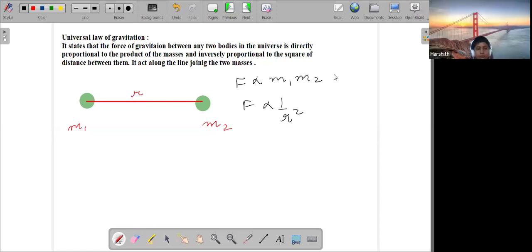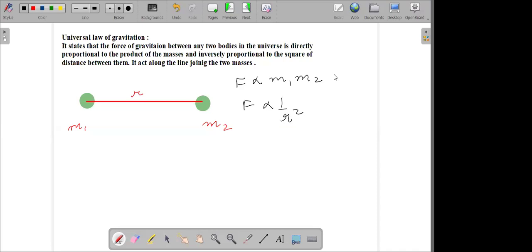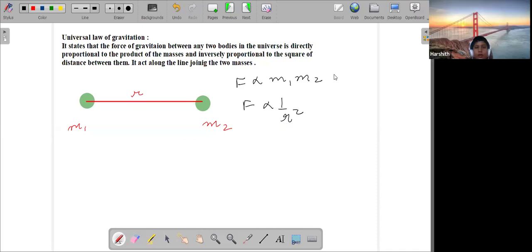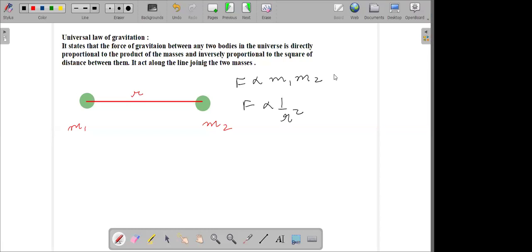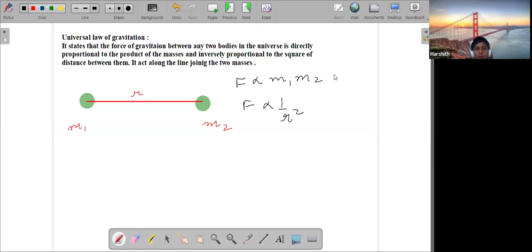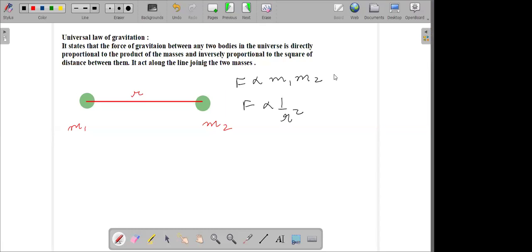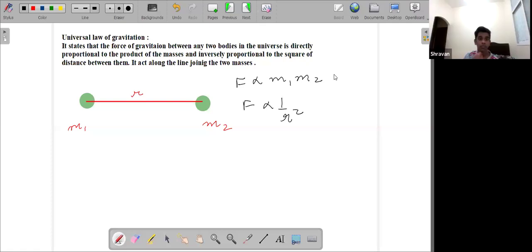Harshit, can you state the universal law of gravitation? It states that the gravitational force between any two bodies in the universe is directly proportional to the mass of both the objects, by the distance square. No, just read it first. Read the complete statement first on your own and then speak up. Okay, Shravan? Yes, sir. Okay, read the statement and then speak up. Okay, sir.